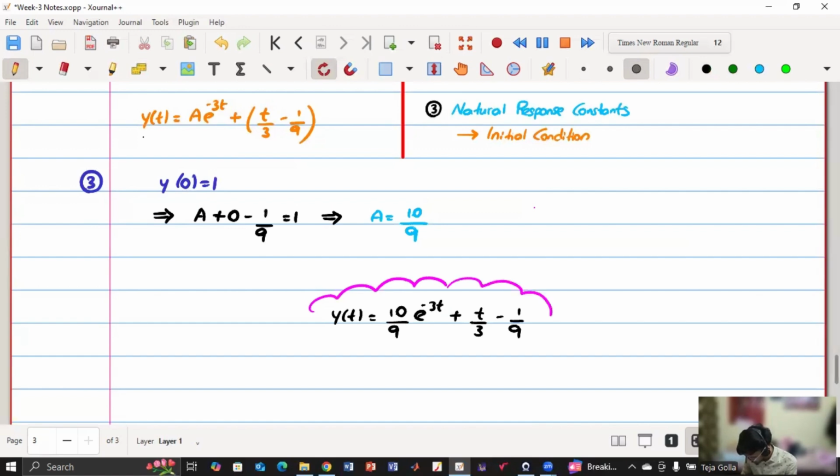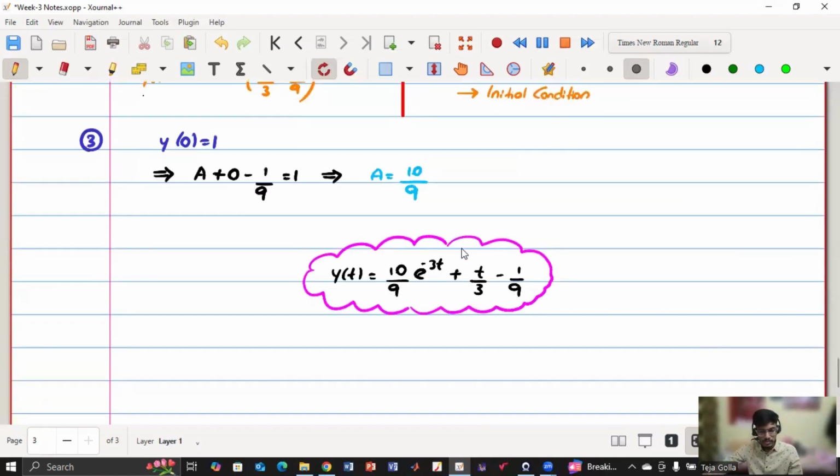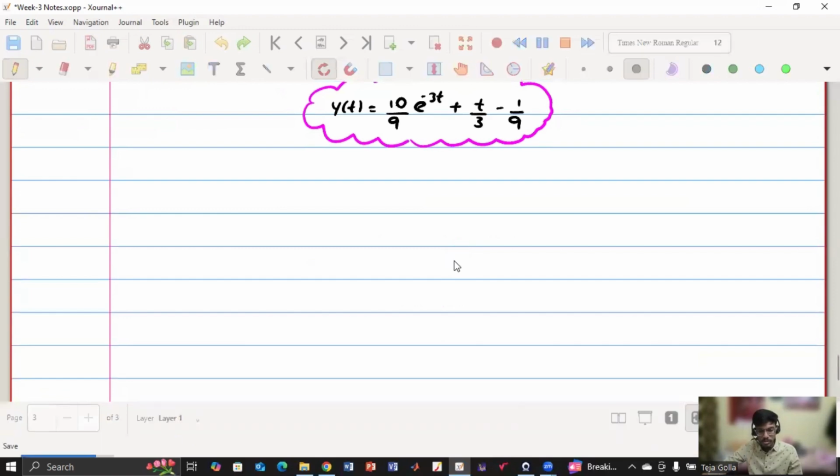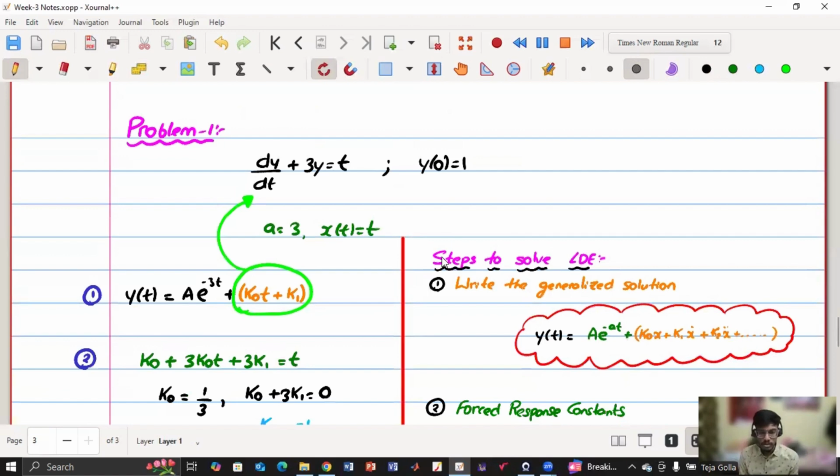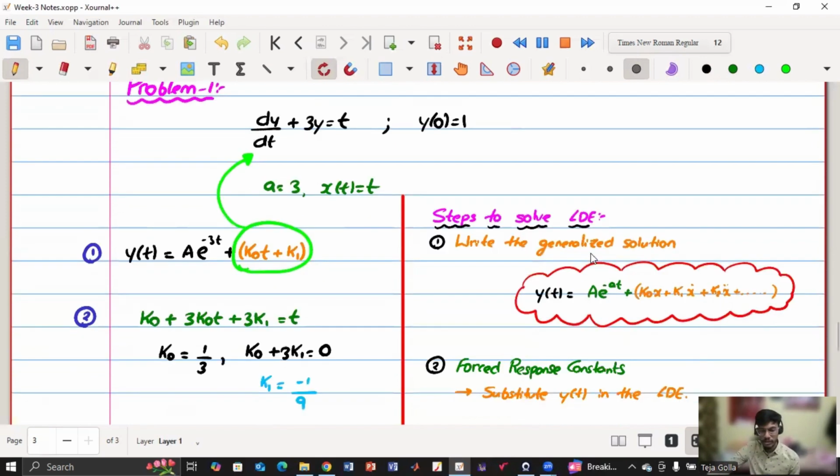So I have just blindly followed the steps I mentioned and solved for the coefficients one by one. Clear? Any doubts? Maybe I'll repeat once so that others will also be comfortable. Basically, we have a first order differential equation. We have identified what are A and what are X. We have written the generalized solution, which is the very first step for any differential equation. What happens if it's second order will come after solving another problem. First we'll make ourselves comfortable with first order, then we'll move to higher order differential equations.